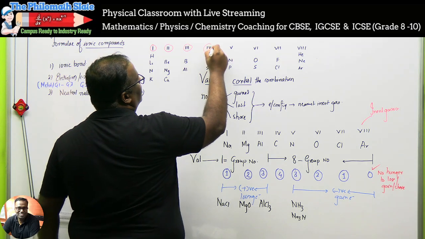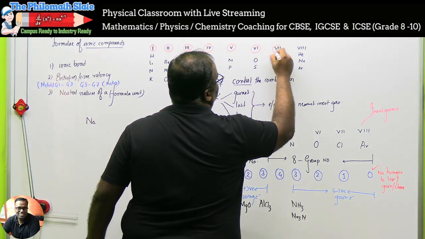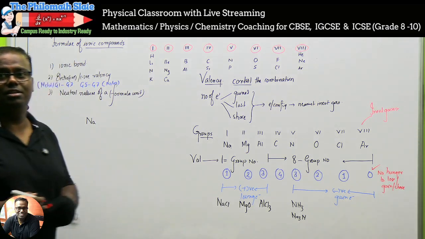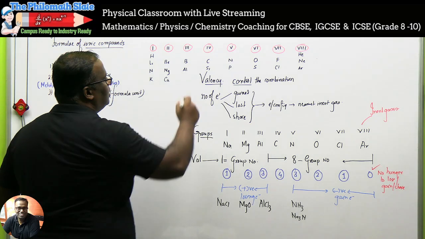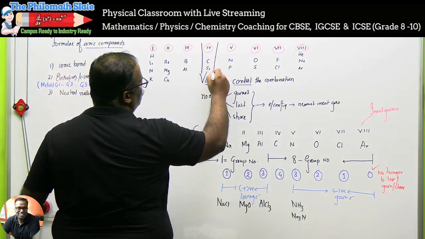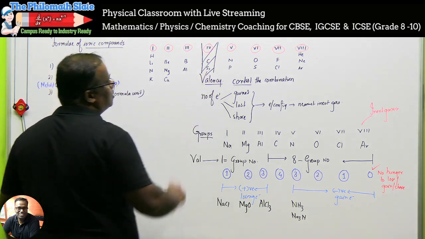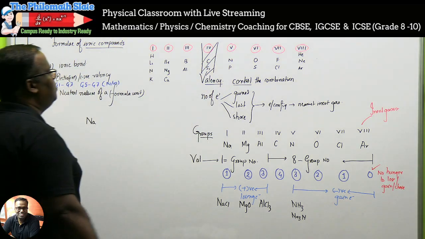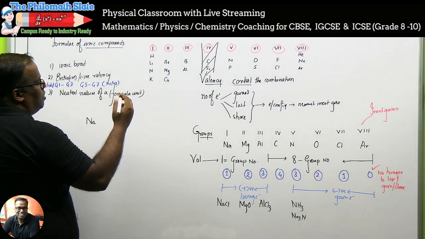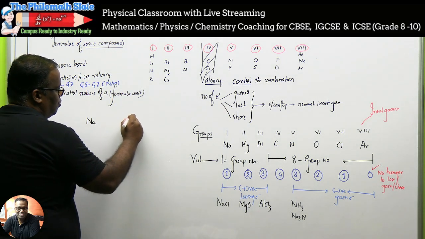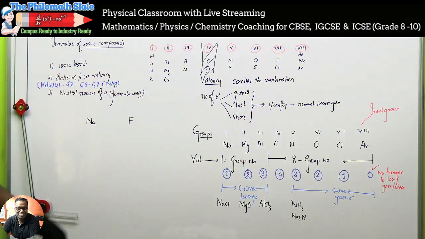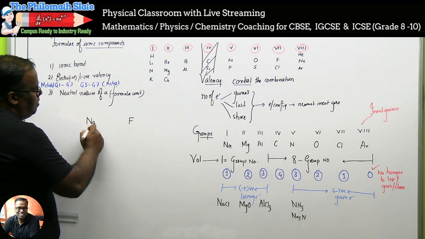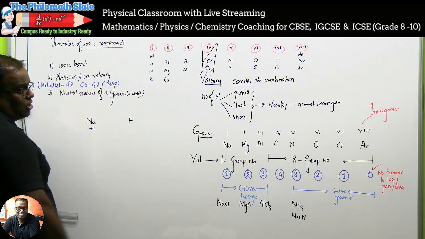Ready? So we have brought sodium, and obviously this one is ruled out in this particular alliance. We will not keep it. Let's do sodium with, say, fluorine. Sodium and fluorine. Okay, bring their valencies. What is the valency of sodium? +1.